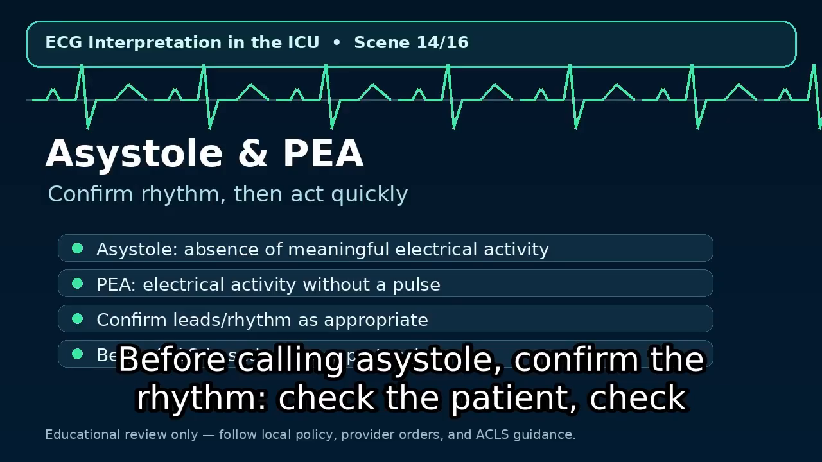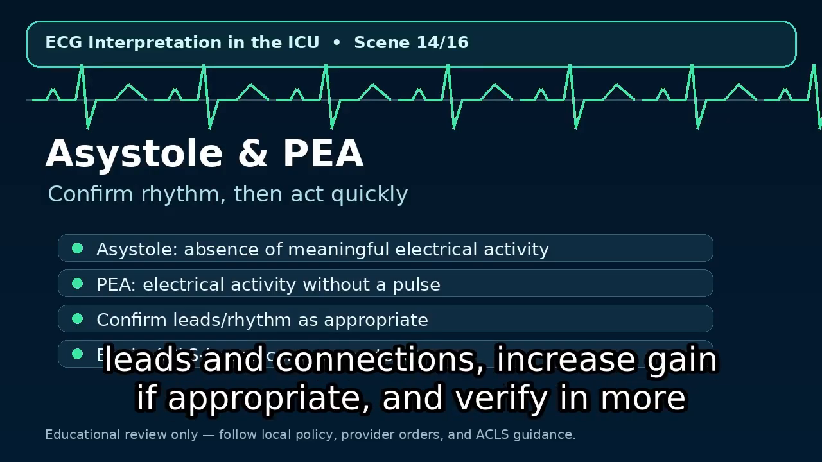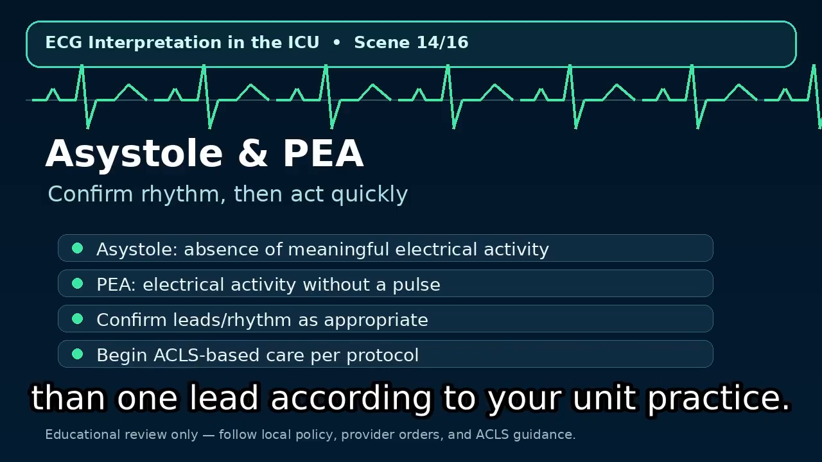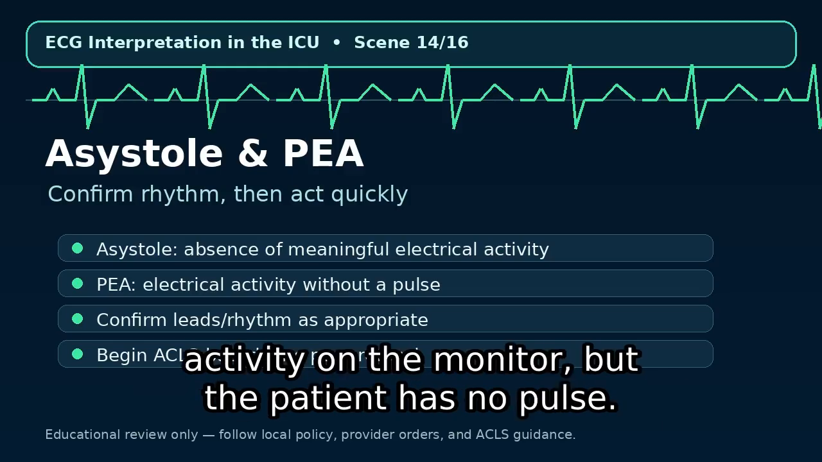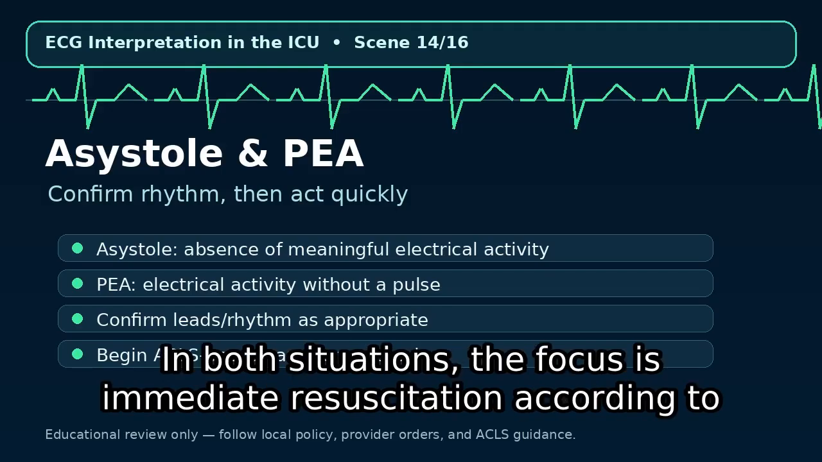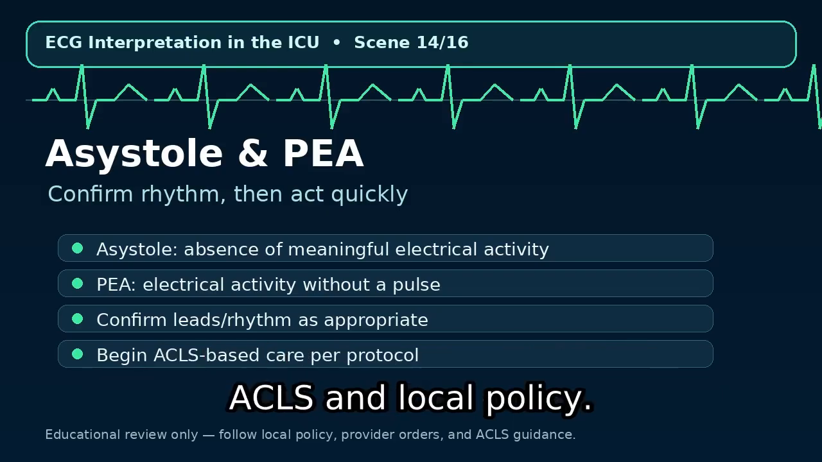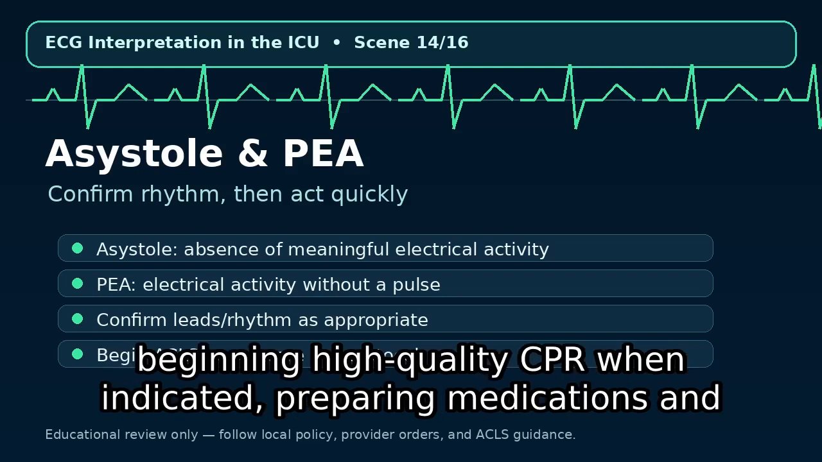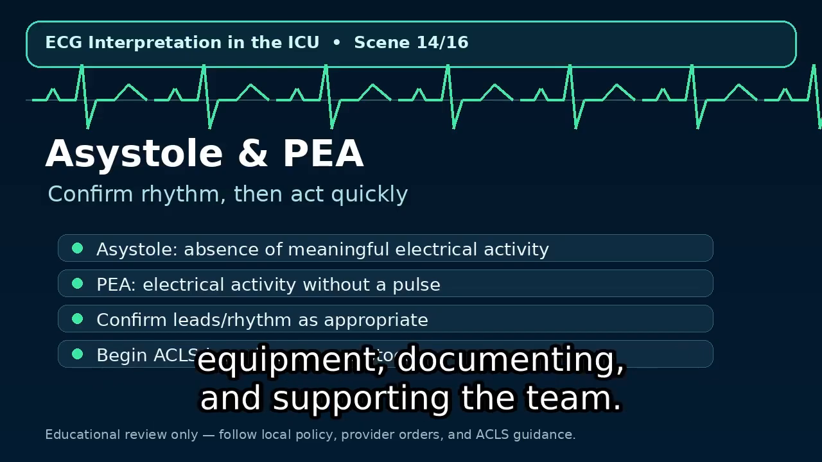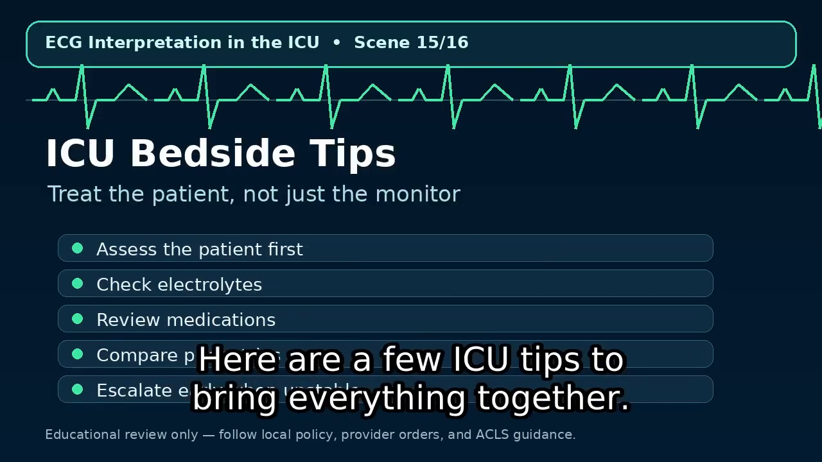Check the patient, check leads and connections, increase gain if appropriate, and verify in more than one lead according to your unit practice. PEA, or pulseless electrical activity, means there is electrical activity on the monitor, but the patient has no pulse. In both situations, the focus is immediate resuscitation according to ACLS and local policy. The nurse's role includes recognizing the emergency, calling for help, beginning high-quality CPR when indicated, preparing medications and equipment, documenting, and supporting the team. Here are a few ICU tips to bring everything together.